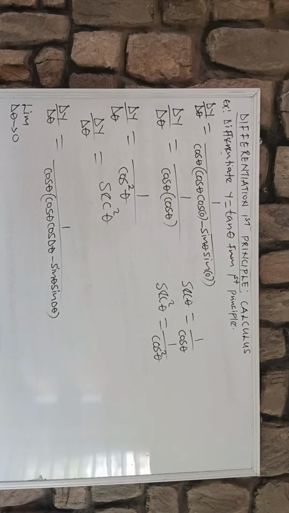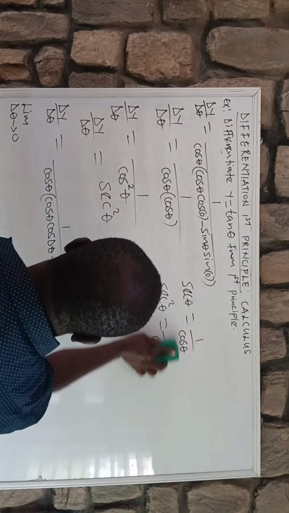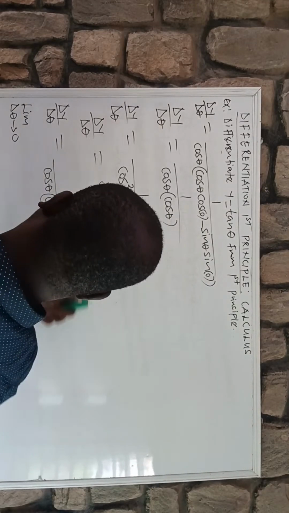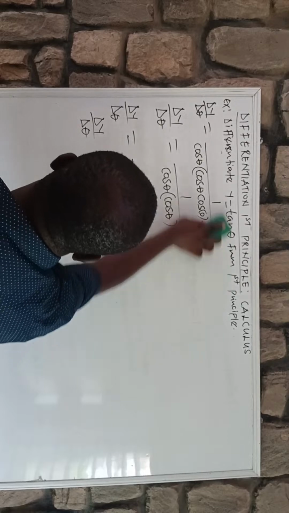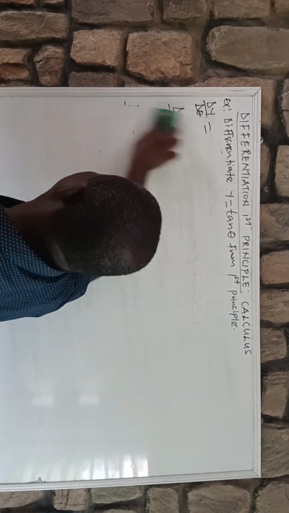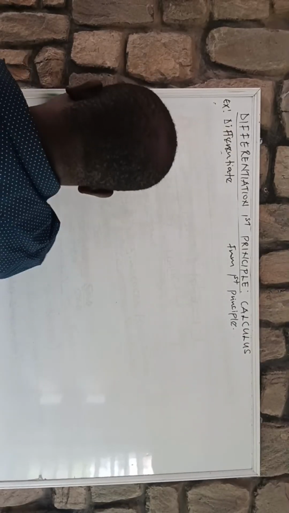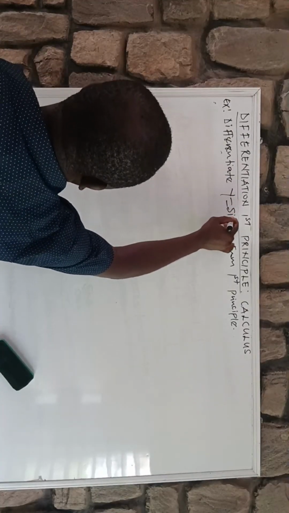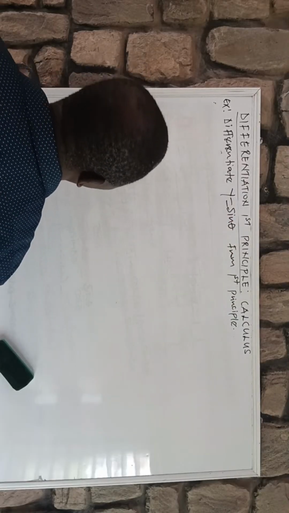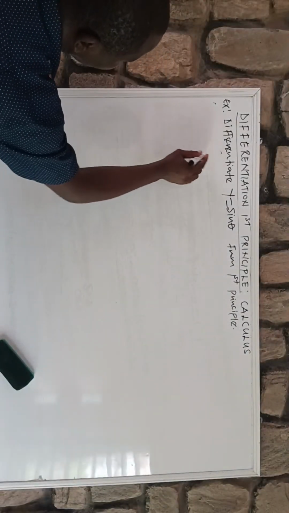It's okay. So let's consider how we can differentiate sin theta from first principle. Here y is equal to sin theta. Right? Okay. So far so good. We write the solution.